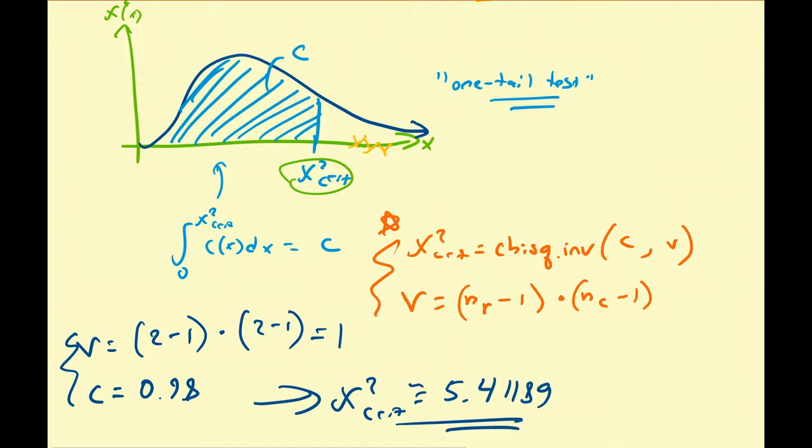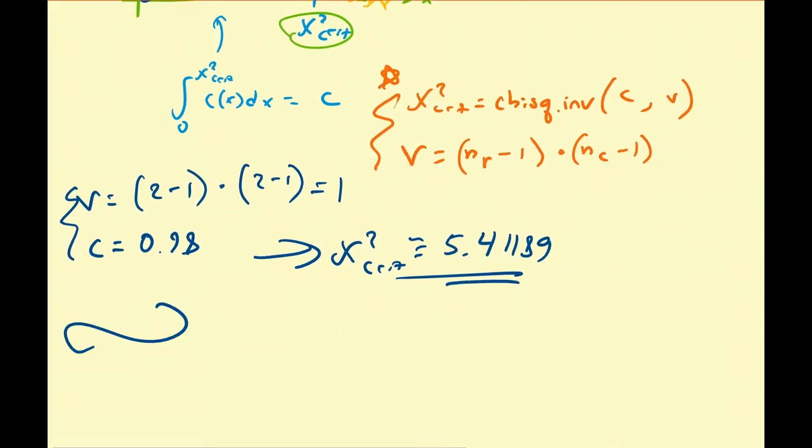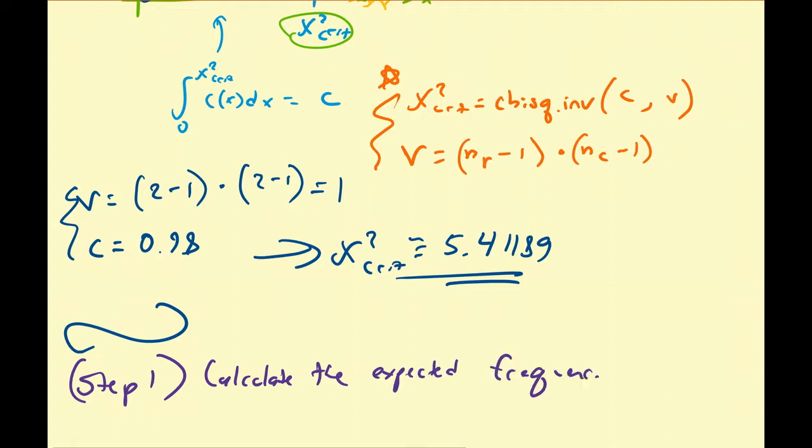Okay, with that being said, that means we're ready to build a test statistic to test against this critical value. For the remainder of this, I'm not really going to derive where these formulas come from, but I'll explain what they represent. So step 1 for this hypothesis test, we're going to calculate what we call the expected frequencies. Let me explain what exactly an expected frequency represents.